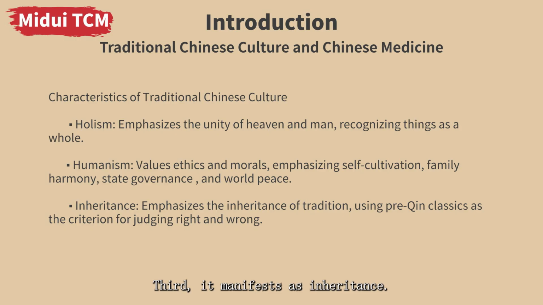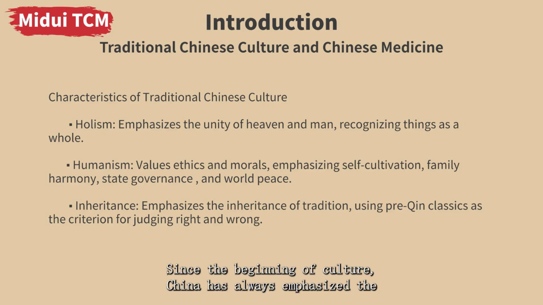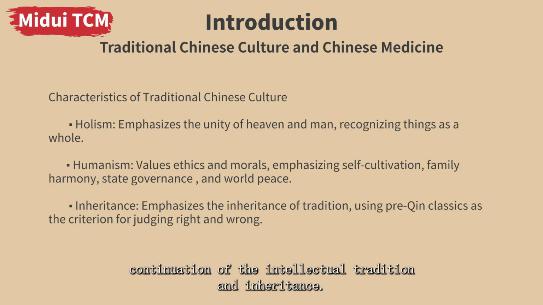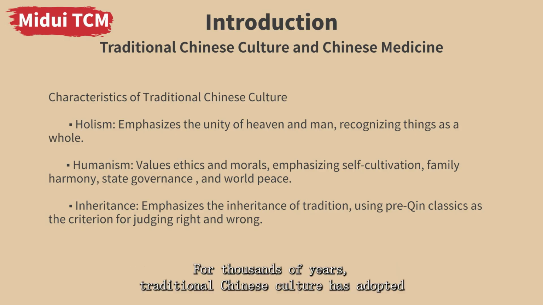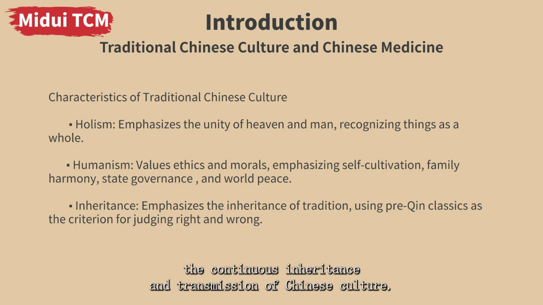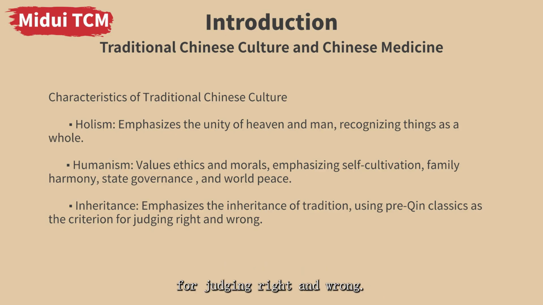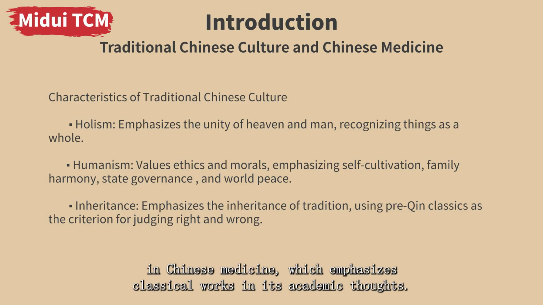Third, it manifests as inheritance. Traditional Chinese culture places great importance on inheriting traditions. Since the beginning of culture, China has always emphasized the continuation of the intellectual tradition and inheritance. For thousands of years, traditional Chinese culture has adopted the method of classical studies for self-cultivation, ensuring the continuous inheritance and transmission of Chinese culture. Its characteristic is to use the classics of the pre-Qin period as the criterion for judging right and wrong. This idea of inheritance is also reflected in Chinese medicine, which emphasizes classical works in its academic thoughts.